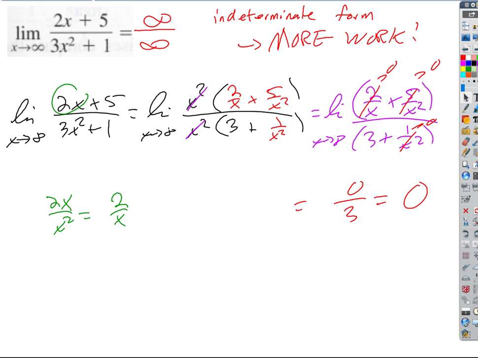Limits at infinity for rational functions. So, polynomial divided by polynomial. We took this example. This is one we did yesterday. We found when we did the algebra that the limit is 0, right?